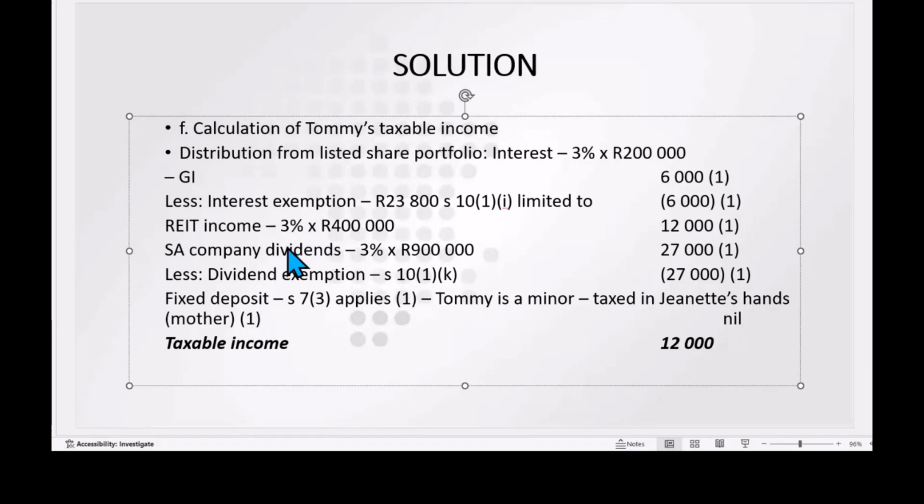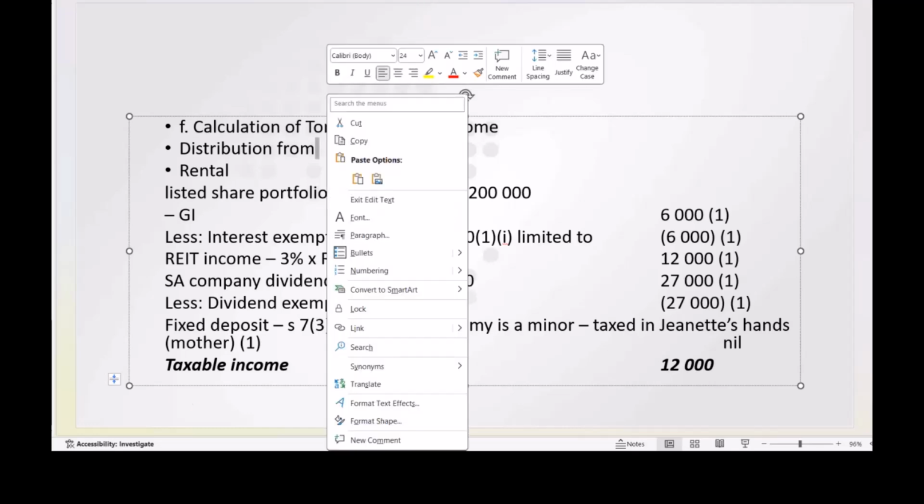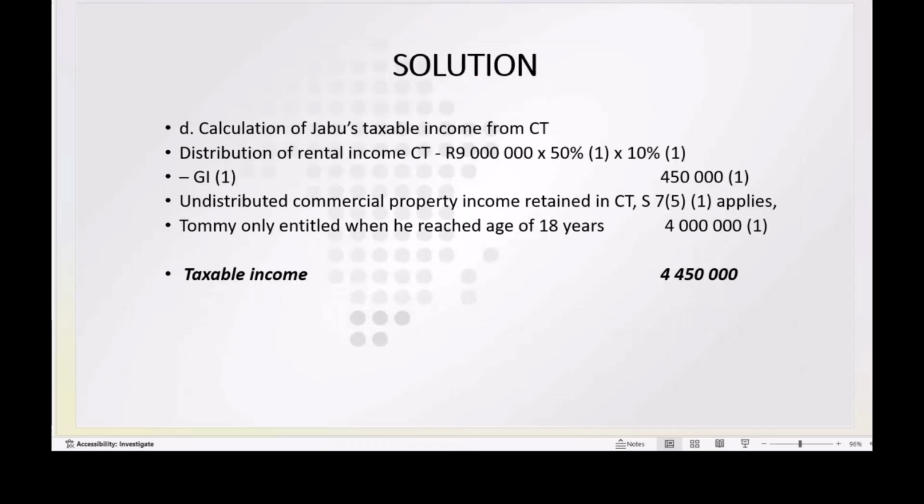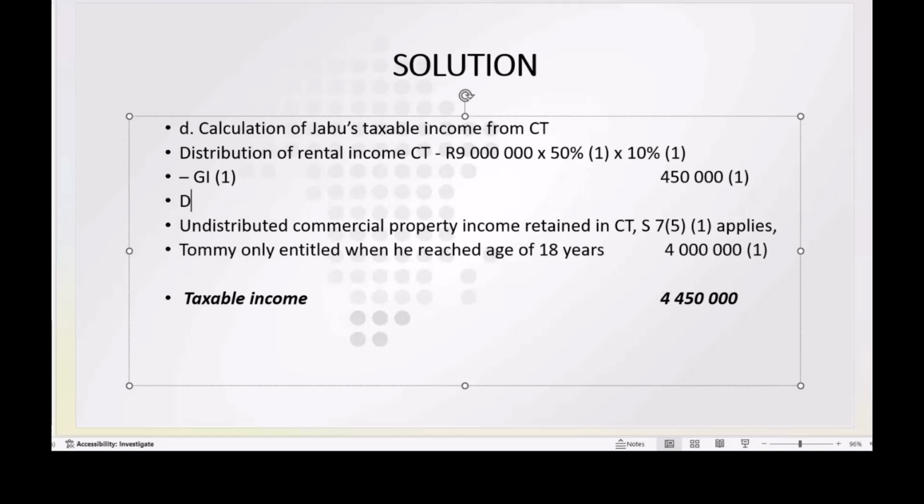I need to include that here. Are you fine, Tepo? So to come back to when we calculated Jabu's taxable income, it should have been included. Okay. Yes, you're correct. So the memo is actually incorrect. So it should have been also here as well. So the 2% should have also been here. I'll correct it and send it to you.